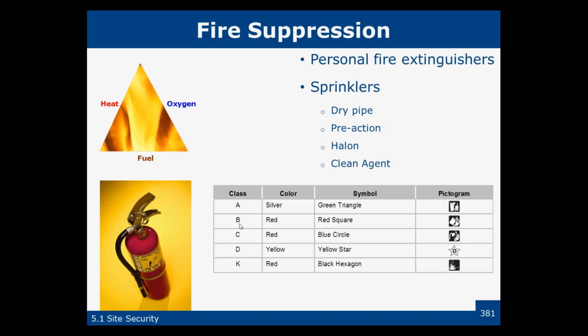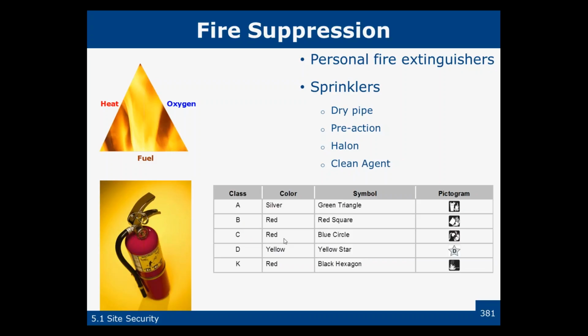The silver color will be the color of the fire extinguisher itself. A Class B fire is going to be combustible liquids, oil, paint, alcohol, some gases. It's going to be a red square. It's going to be black smoke. The color of the extinguisher is going to be red, and the symbol would be a red square.